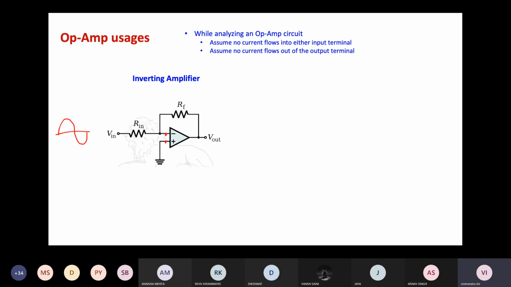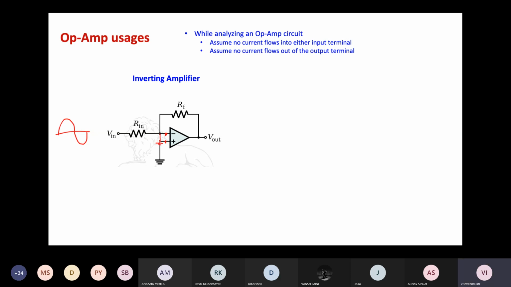So what it means is that one of the terminals is grounded, voltage is 0 at the positive terminal. So it is as if this terminal is also grounded. So the voltage is 0 here as well. Okay.